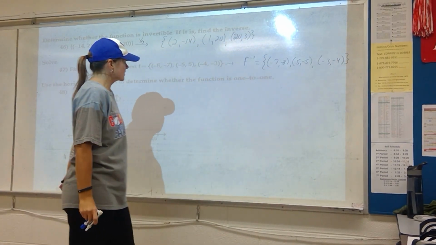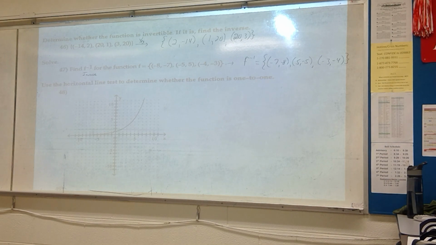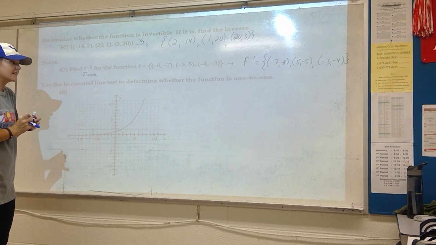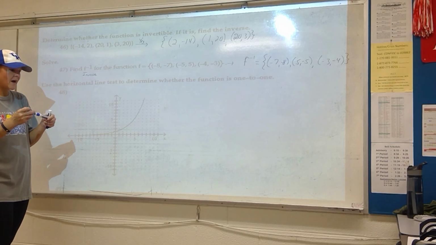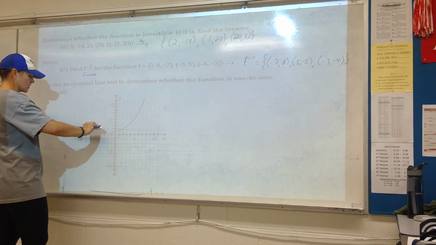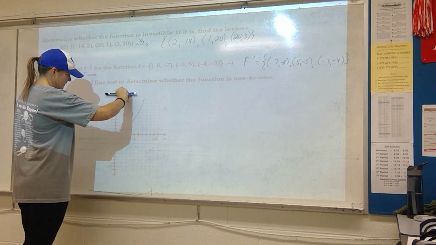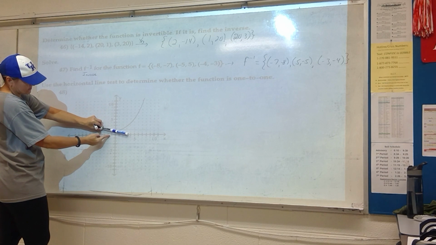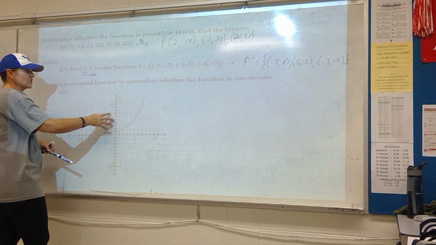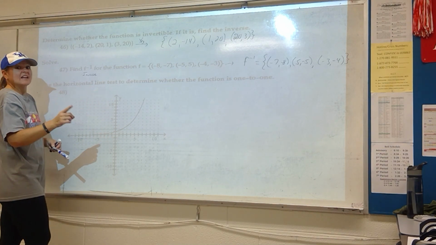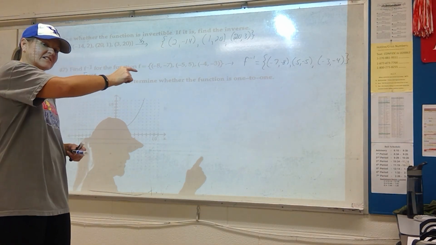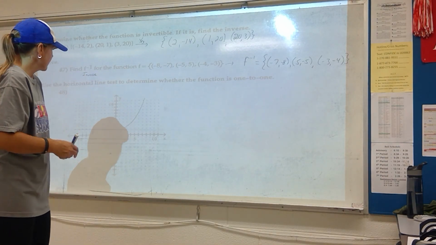Close your set notation. Okay, it says use the horizontal line test to determine whether the function is 1-to-1. This is like the vertical line test, but it's horizontal. So instead of vertical, you're going to draw your line this way, and you're going to drag it from top to bottom. As long as this graph only touches your horizontal line once, then this function is 1-to-1. If it's 1-to-1, it does have an inverse because each y has only one x.